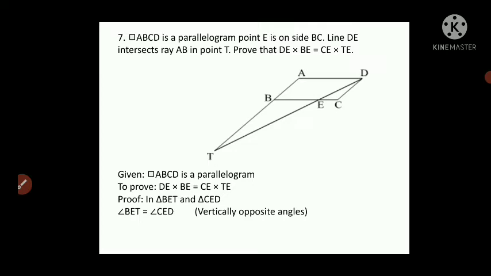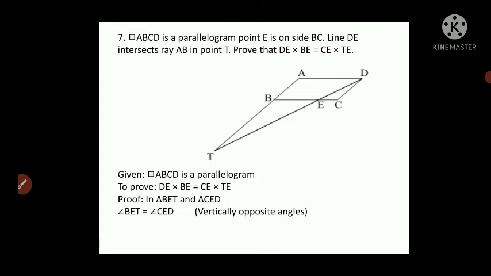Now see students, when I say parallelogram, we know the property: AB is parallel to DC. This is the property of a parallelogram, that opposite sides are parallel to each other. But here you can see that A, B, T are collinear, so AT will also be parallel to DC.